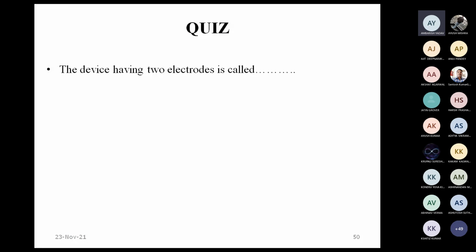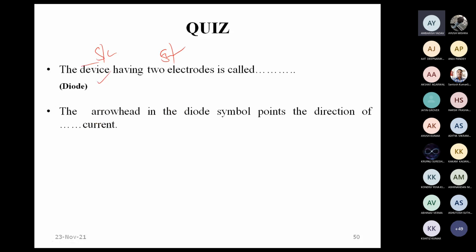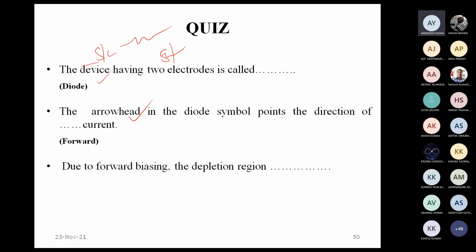A device having two electrodes is called a diode. It is the simplest semiconductor device. We should not mistake it with a resistance, which also has two terminals, or a capacitor and so on. This is about the semiconductor device, and the simplest one is the diode. The arrow, as we already know, shows the forward direction.